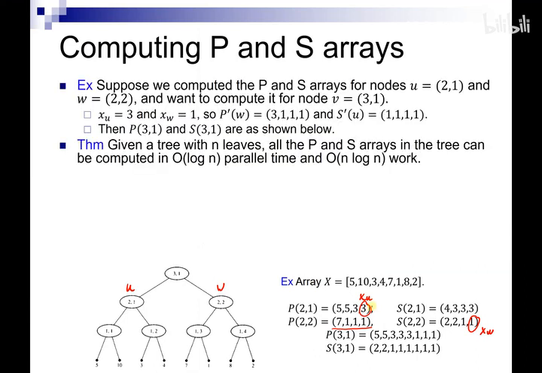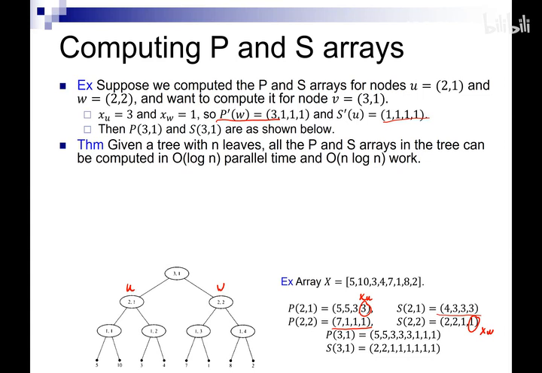So the element-wise minimum of 3 and 7 is going to be the 3, and then for the rest of it is going to be the 1. So therefore, the P prime of W is going to be 3, 1, 1, 1. And then we're also going to take the element-wise minimum of this 1 over here with this S of U. So that's going to give us 1, 1, 1, 1.